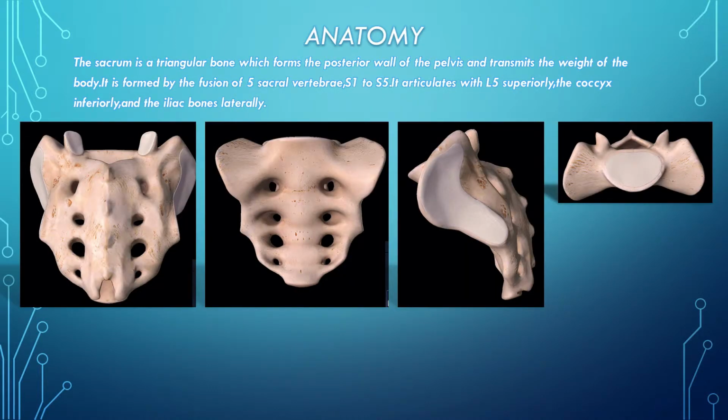The sacrum is a triangular bone which forms the posterior wall of the pelvis and transmits the weight of the body. It is formed by the fusion of 5 sacral vertebrae, S1 through to S5. It articulates with L5 superiorly, the coccyx inferiorly, and the iliac bones laterally.